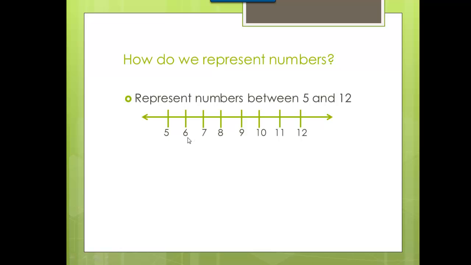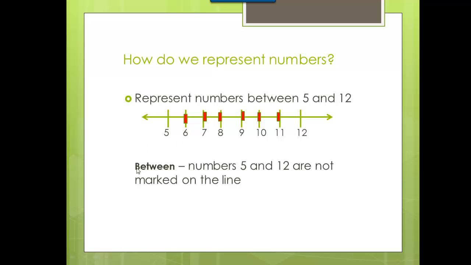Is 6 between 5 and 12? Yes. So is 7. So is 8, 9, 10, and 11. What about 12? Is 12 between 5 and 12? No. 12 is equal to 12. It is not between. So remember, when you see the word between, only mark the numbers that are between. 5 and 12 are not marked on the line.